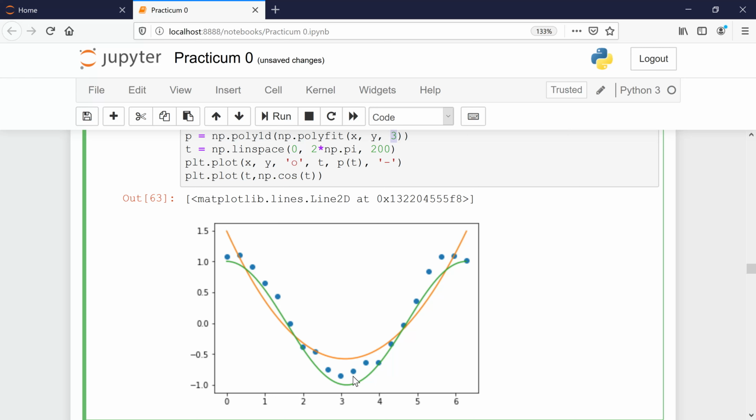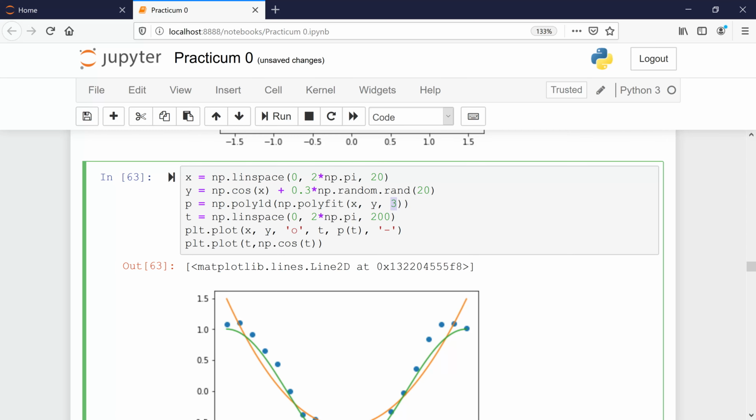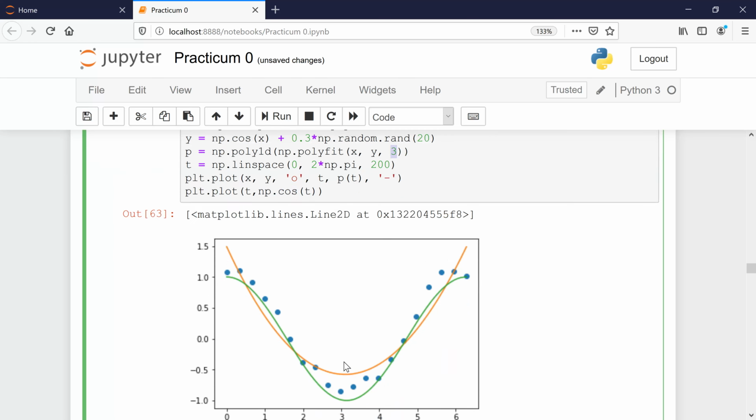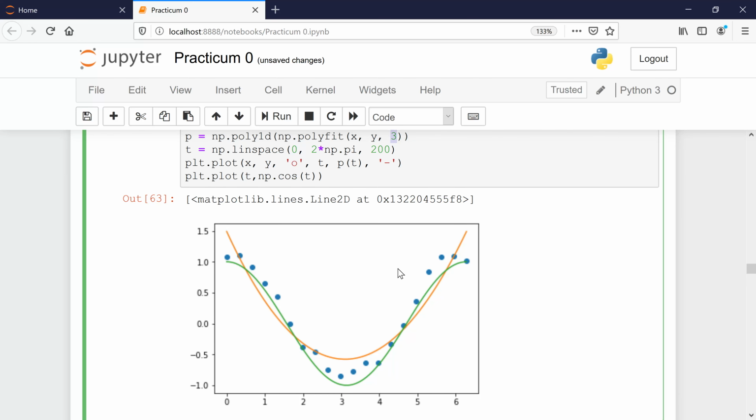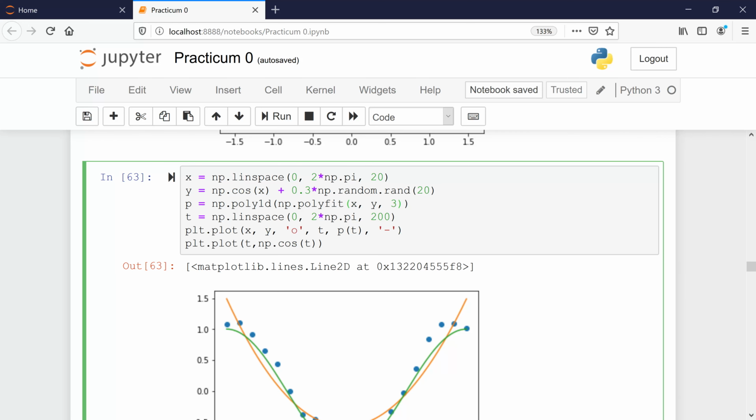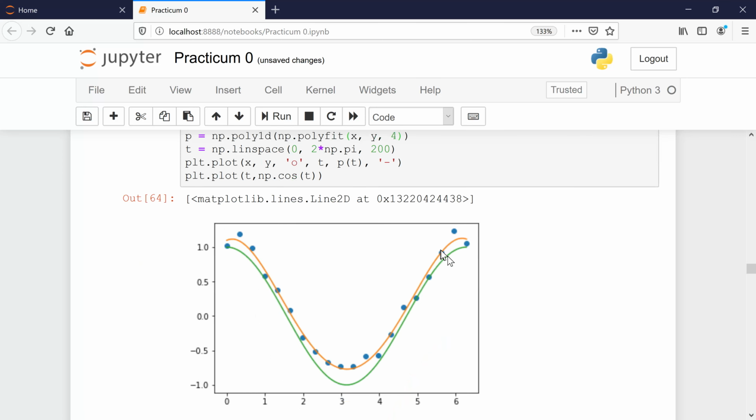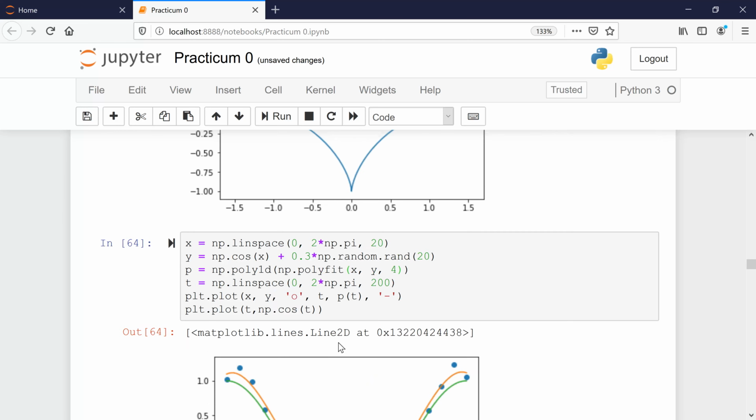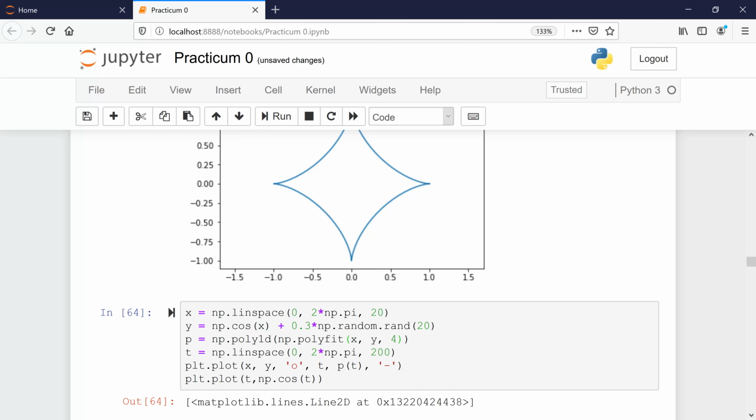So which one fits better? The cosine, of course, fits better because this is an artificial data set, generated from a cosine. So the cosine fits better than a third order polynomial. Try to fit a fourth order polynomial and see what happens. Yeah, it's better now. I hope you understood this. Try to experiment with this code.